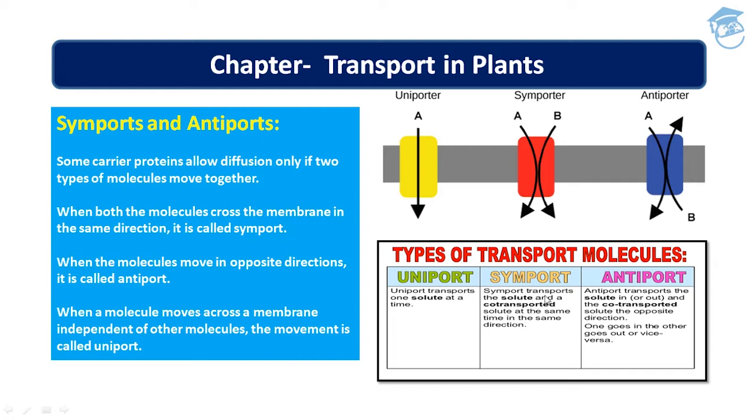Symport transports a solute and a co-transported solute at the same time in the same direction. As you can see, A and B are moving in the same direction. And antiport transports the solute in or out, and the co-transported solute in the opposite direction. One goes in, the other goes out, or vice versa.